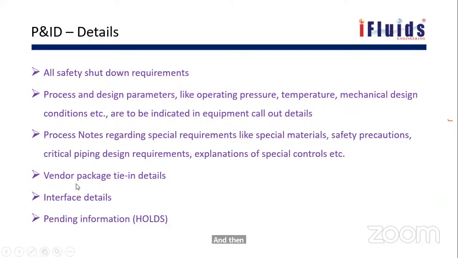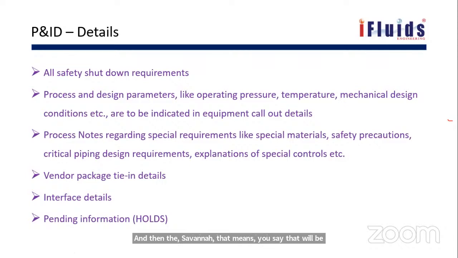And then the vendor package tie-in details. In a plant, one engineering consultancy will be doing the complete activity, and they will offload some of the equipment or sections to a third party. The vendor will be the master of that particular package, for example, a compressor. The compressor will be given to a compressor vendor, who will make their own compressor P&ID. In our engineering drawing, we put one box showing that the detailed drawing will be provided by the vendor. Then we need to go to the vendor P&ID to see the compressor drawings.